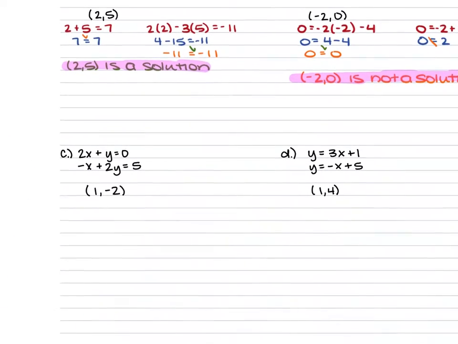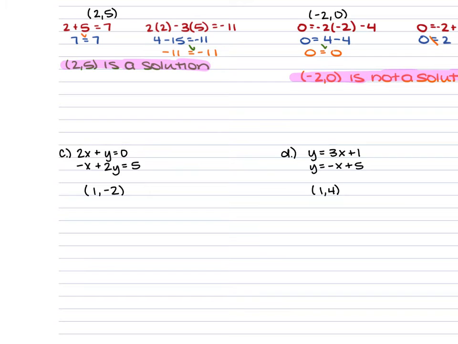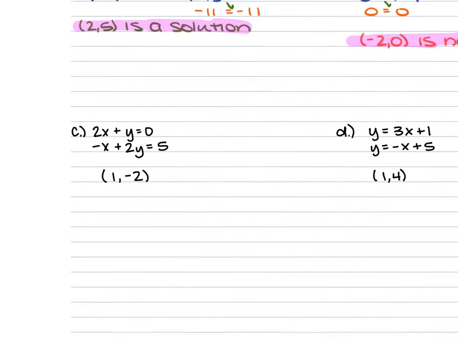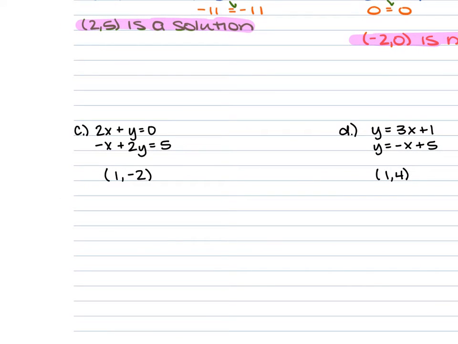For example C, we're given 2x plus y is equal to 0, and negative x plus 2y is equal to 5 with the ordered pair 1, negative 2. So I'm going to plug in the 1 for x and the negative 2 for y. This is going to give me 2 times 1 plus negative 2 is equal to 0, as well as the opposite of 1, plus 2 times negative 2 is equal to 5.